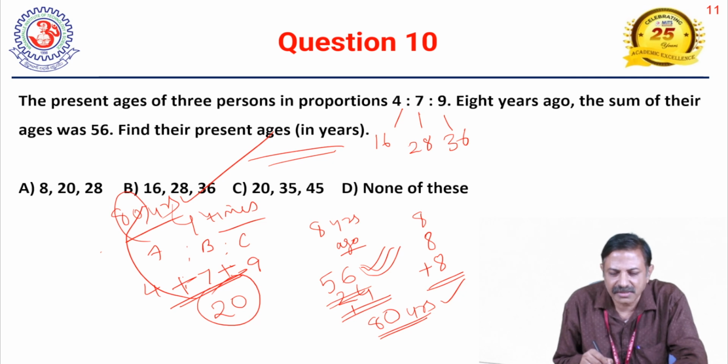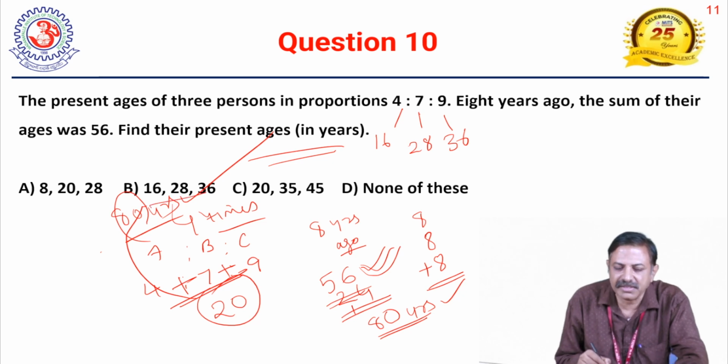Why? Because which option is suitable among the three? If you see 8, 20 and 28, that means into 4, into 4, into 4 I have to do: 4 into 4, 7 into 4, 9 into 4. The second option is suitable when compared to all the three options. So the second option will be the answer.